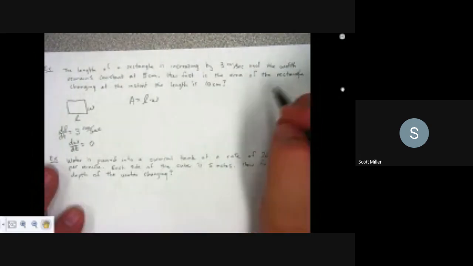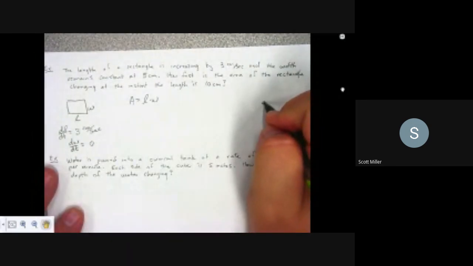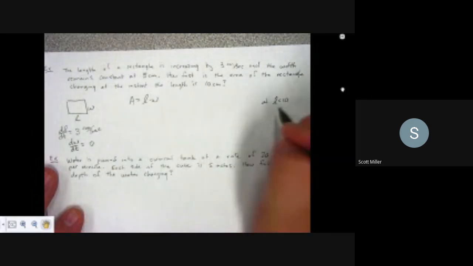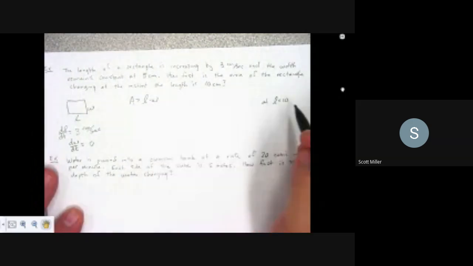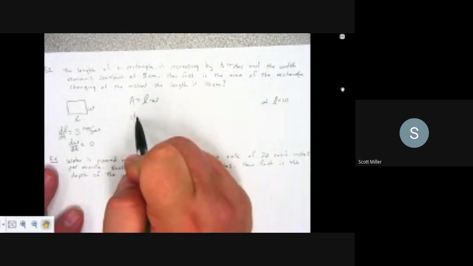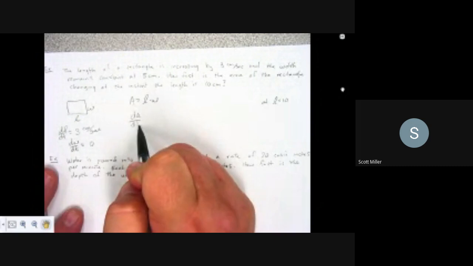And then over here we know we're going to be using it at L equals 10. Okay? So that's important over here. A lot of times it might help if you just write the word "at." So all this is going to happen when L is 10. Okay? I'm ready to go. Take your derivative. I've written down everything that I knew.